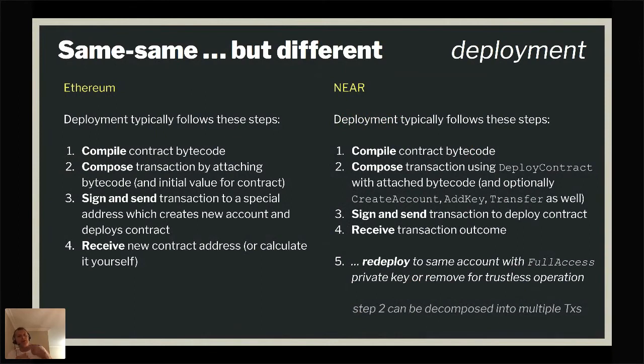And in Ethereum, you're sending it to some special address, right? My understanding is you have to send it to a special address, which is known to create a new account and deploy the contract to it. With NEAR, you're just sending the transaction to the target account. So if the account exists, then you just apply the transaction there. If the account doesn't exist, then you would create the account first and then apply the transaction to deploy the contract. And you could do that in one step, basically.